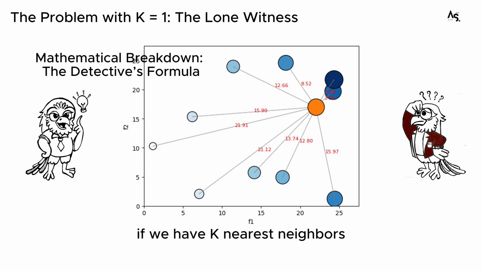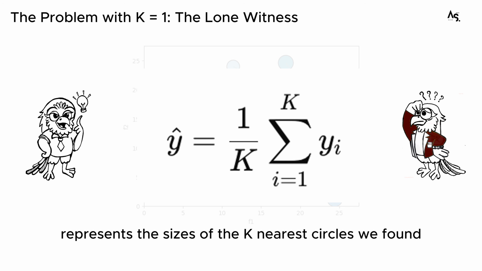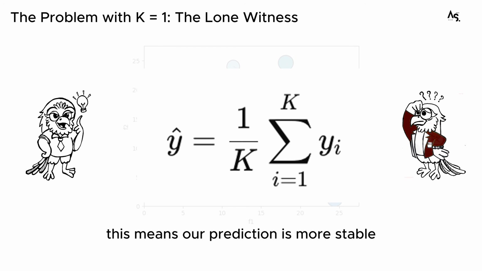If we have k nearest neighbors, our predicted value, let's call it y cap, is simply the average of their sizes. Here, y represents the sizes of the k nearest circles we found. This means our prediction is more stable, less sensitive to noise, and way smarter.